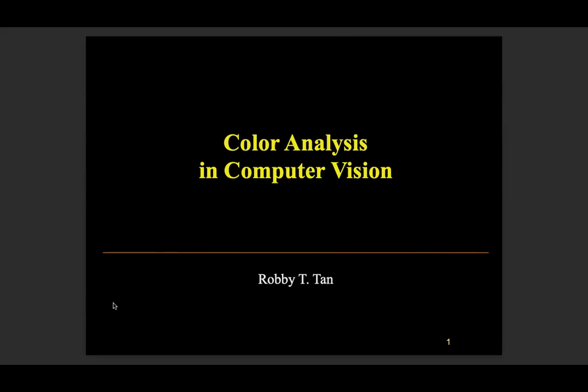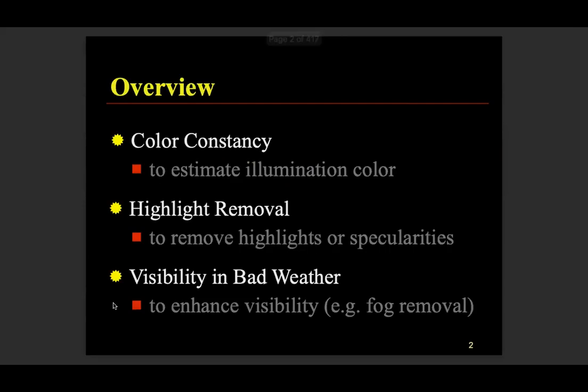Okay, so this is another type of low-level vision, and in this case, we focus on the color analysis in computer vision. There are three main topics in this discussion. First is color constancy. Remember, color constancy is that when you have different light colors, then you will have different colors in your image. So in this case, we want to develop a color constancy algorithm to estimate the illumination color from an input image. So that is the first thing.